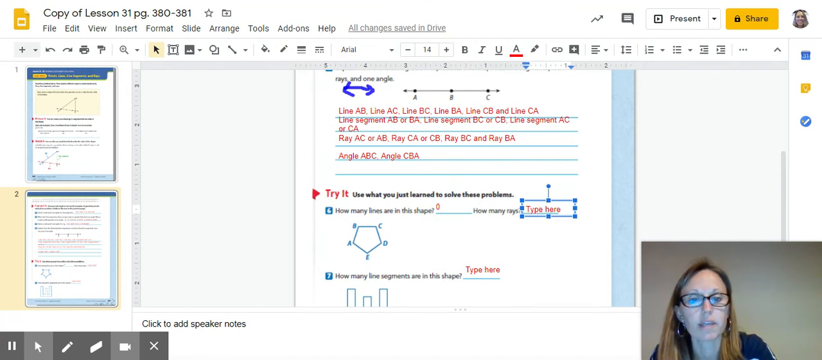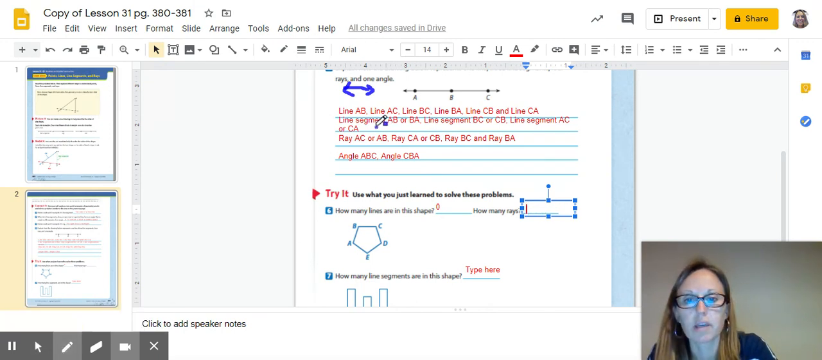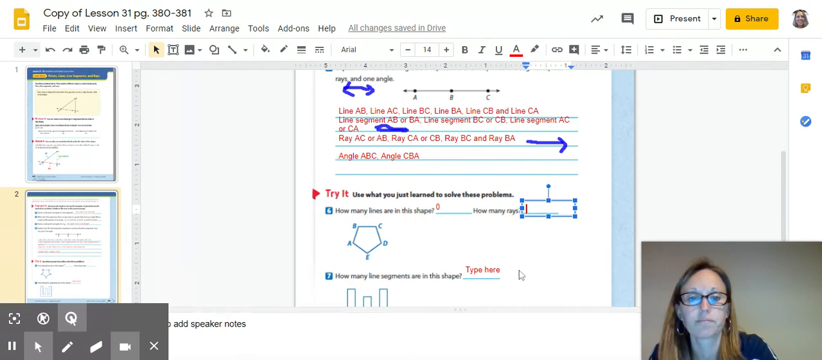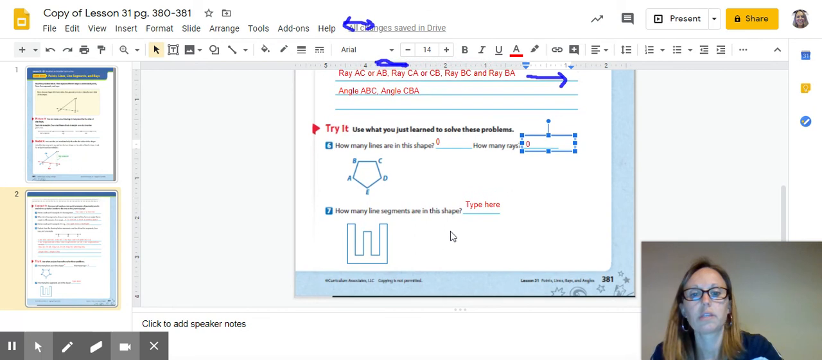And then how many rays? Now remember, a line segment is just a straight line that has 2 endpoints. A ray has an endpoint and goes on in one direction. So that's a ray. Okay. So do you see any rays where it goes on forever in a certain direction? I don't see any. So our answer would be 0 as well here.